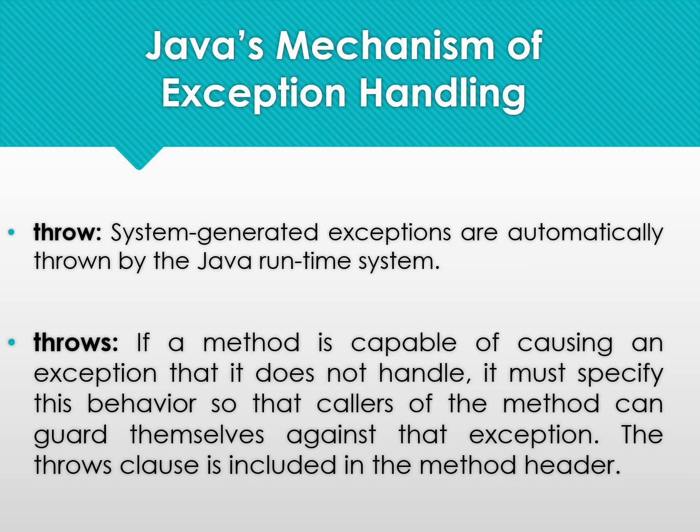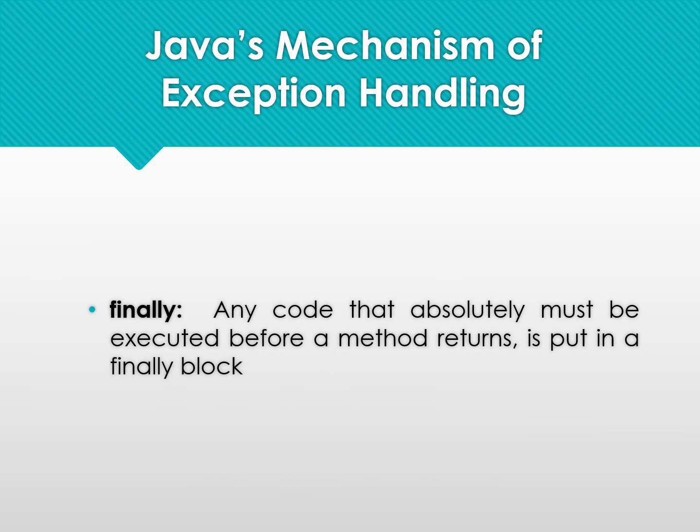It must specify this behavior so that the caller of the method can guard themselves against the exception. The throws clause is included in the method header. You put the keyword throws at the method header. Have a look at it later. And there's another keyword that you can use to handle exceptions, which is finally.